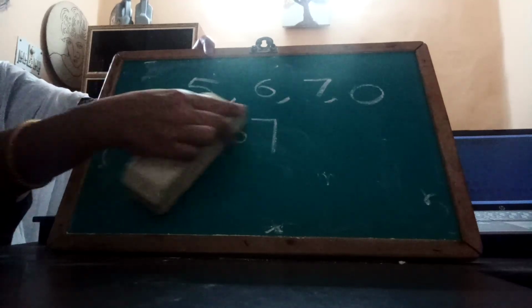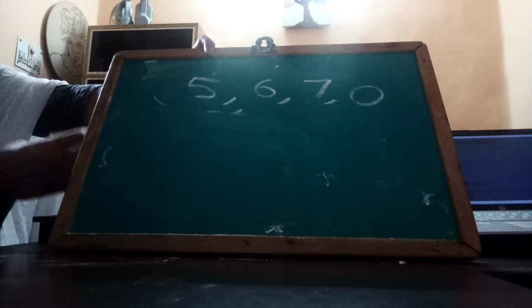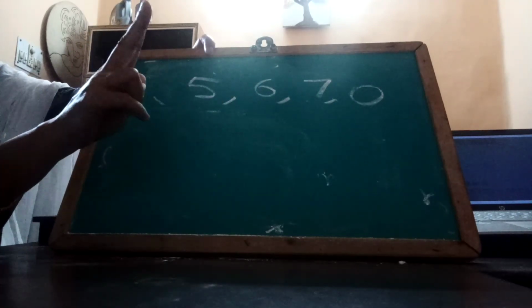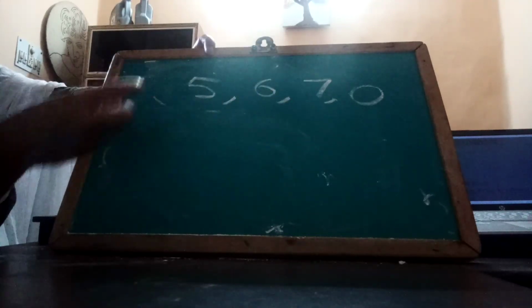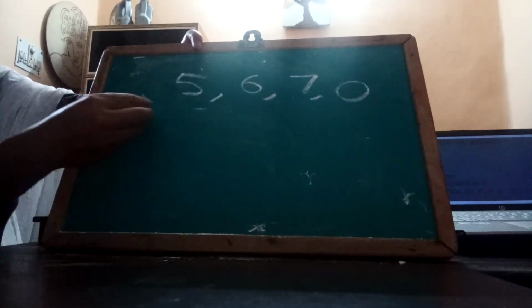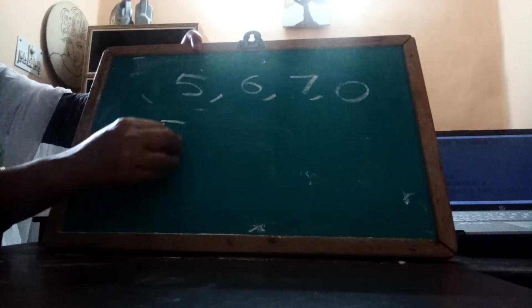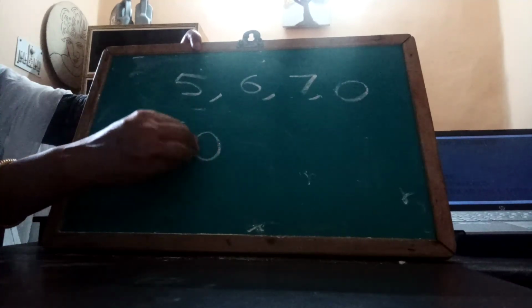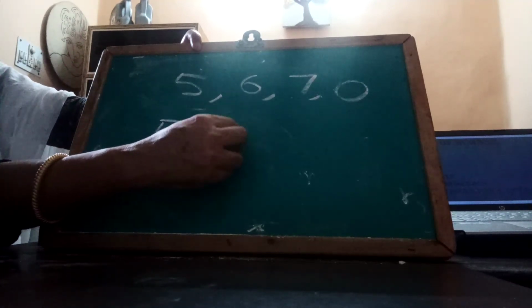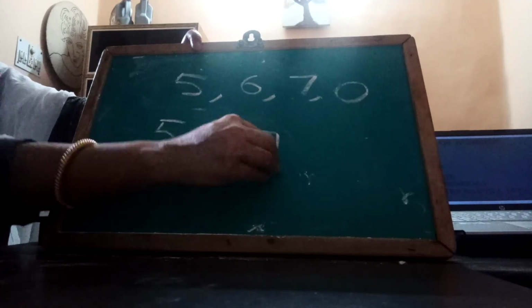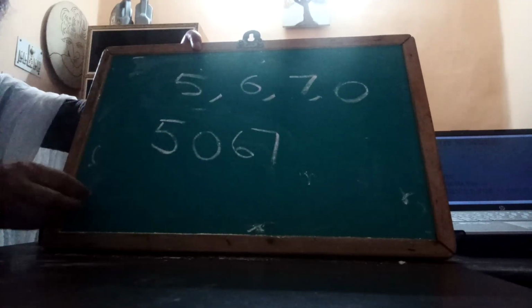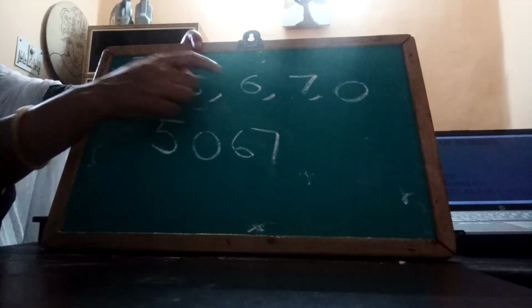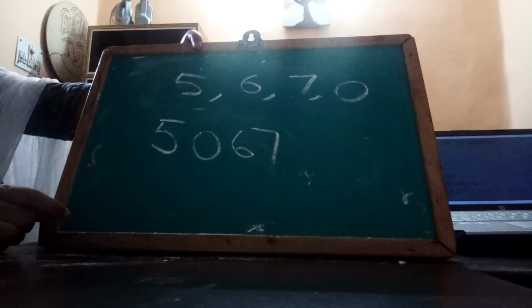What will you do? If 0 is there, then what is the smallest number? Just forget about 0. What is the smallest number out of these 4 digits? 5. Second digit should be 0. Keep this in mind. Second digit will be 0. Then 6, 7. So 5067 is the smallest number formed by the given digits.